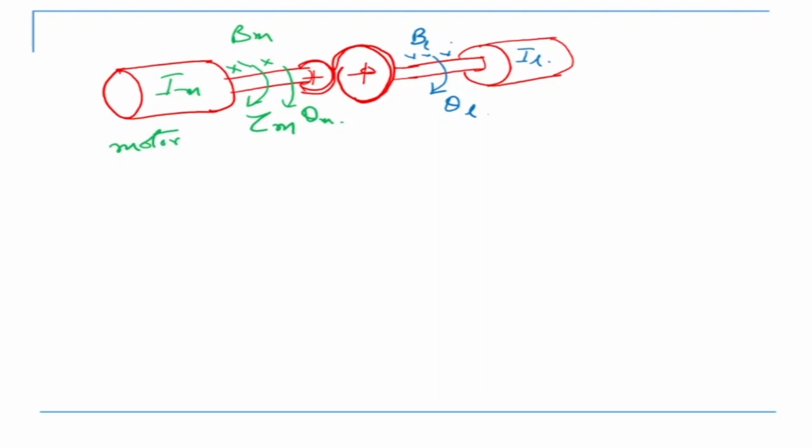Okay, and there's a torque on the load side, which is tau L. So when I'm giving voltage to the motor, what is happening? The motor is rotating. I'm giving voltage input to the motor, plus minus. The motor rotates, meaning the rotor of the motor rotates. There is some friction which it has to overcome, which is Bm, and there is some inertia of the motor rotor, which is Im.